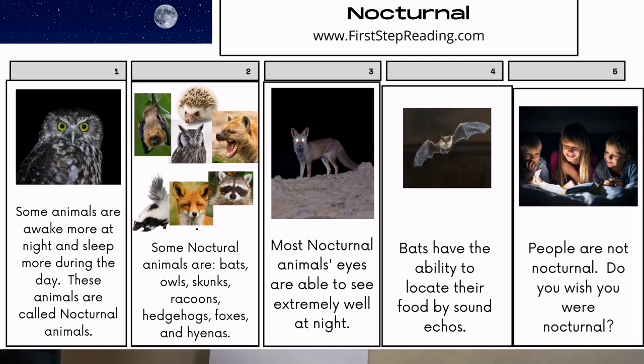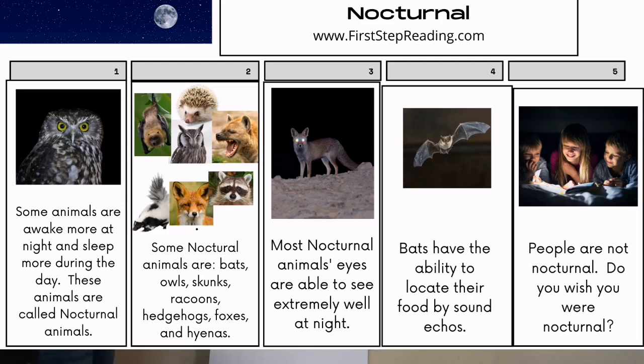Some animals are awake more at night and sleep more during the day. These animals are called nocturnal animals. Some nocturnal animals are bats, owls, skunks, raccoons, hedgehogs, foxes, and hyena. Those are some of the nocturnal animals.